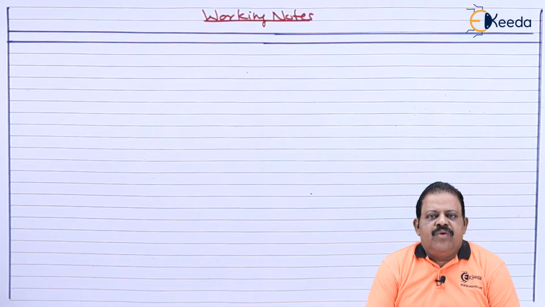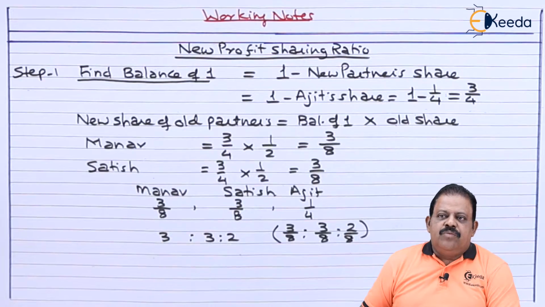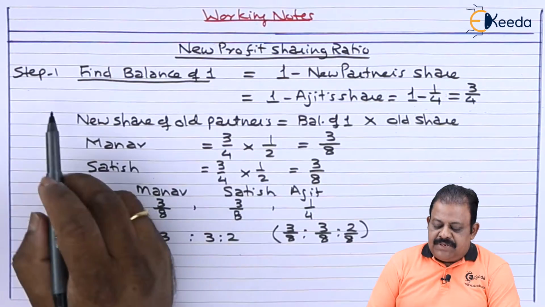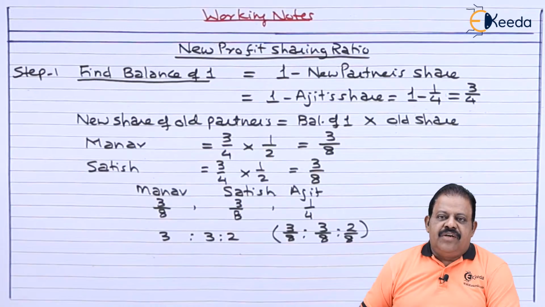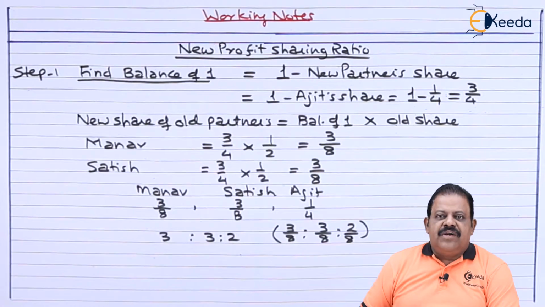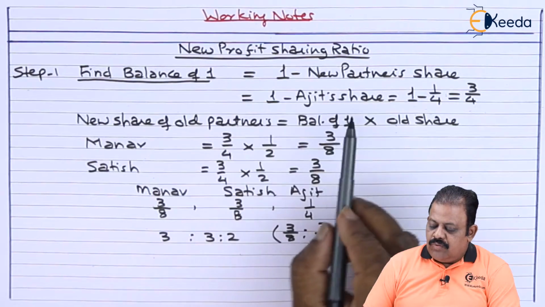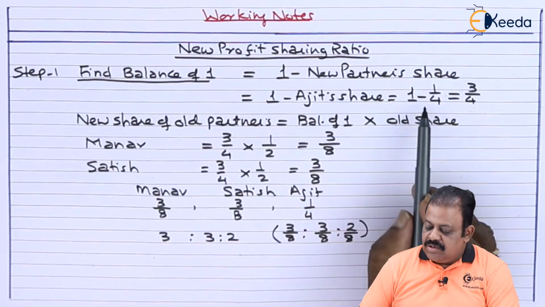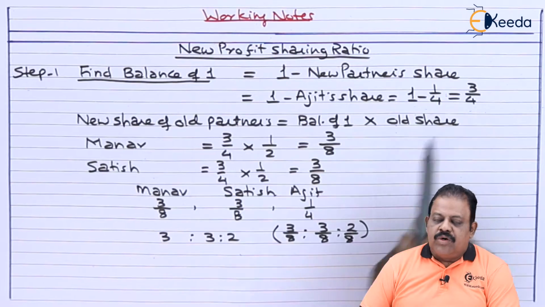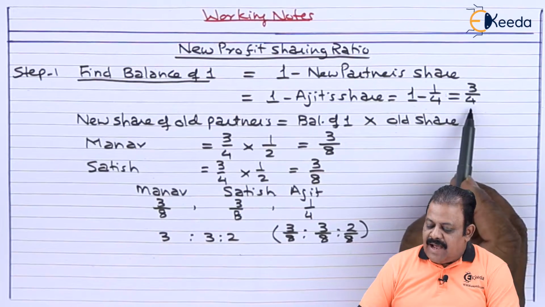Let us first find out the new profit sharing ratio of the firm. First step is we are required to find the balance of 1. How can we find out the balance of 1? That is 1 minus the new partner's share. From number 1, we will minus Ajit's share 1/4. That is 1 minus 1/4 is equal to 3/4. 3/4 is the balance of 1.